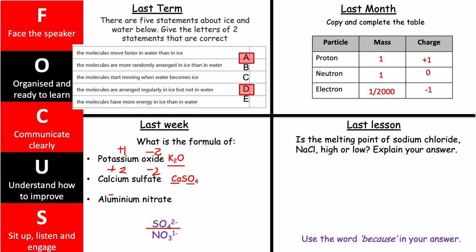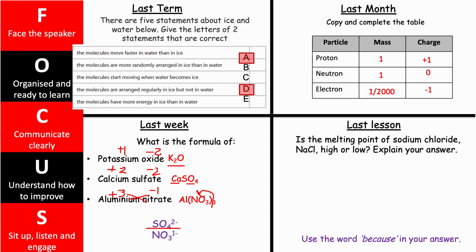And then aluminium is group 3, so it forms a +3 ion. Nitrate is given below and forms a -1 ion. If we swap those charges, you're going to need 3 nitrates and 1 aluminium, so it's Al(NO3)3, and we're using the brackets to show you need 3 lots of the overall nitrate ion.